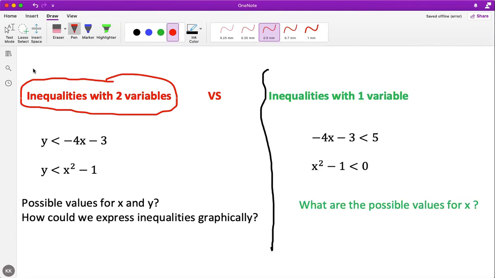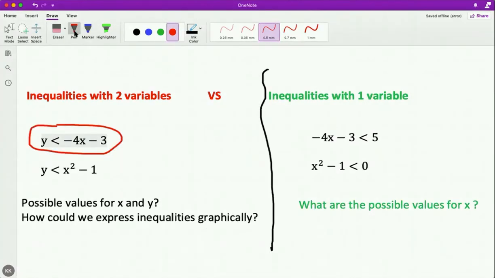So what about inequalities with two variables? In these equations, you will notice that I have two unknown variables, x and y. Basically, I'm going to look for the possible values for x and y, and how we could express inequalities graphically. Okay, so first let's touch on this question: y less than negative 4x minus 3.